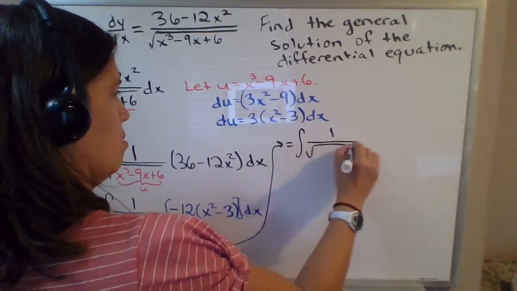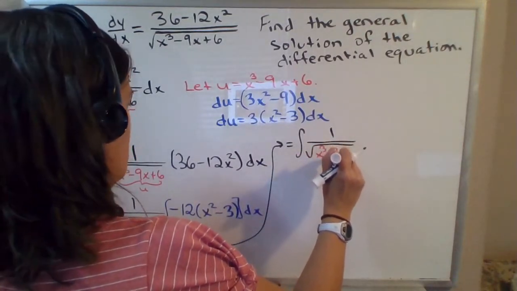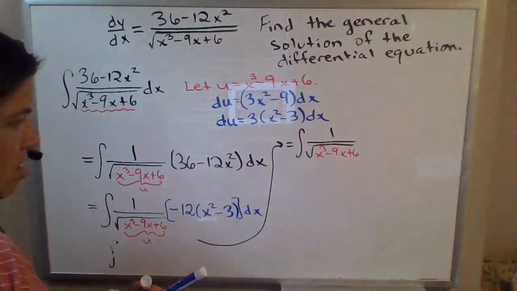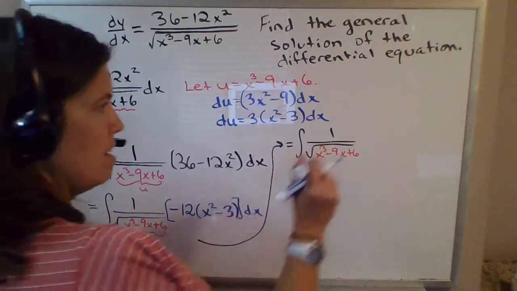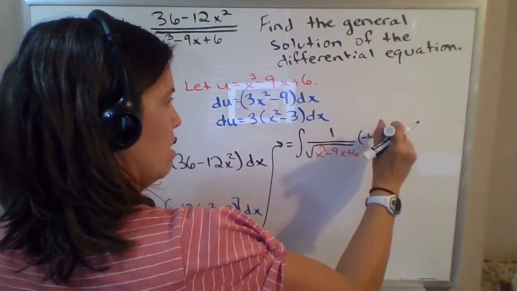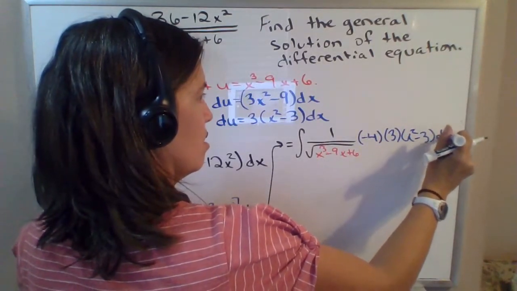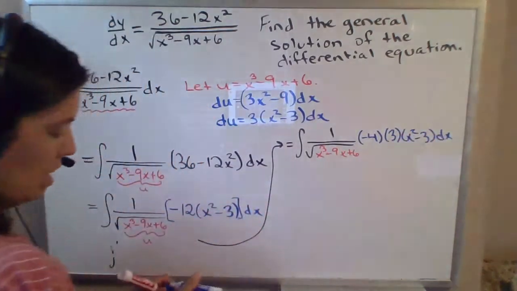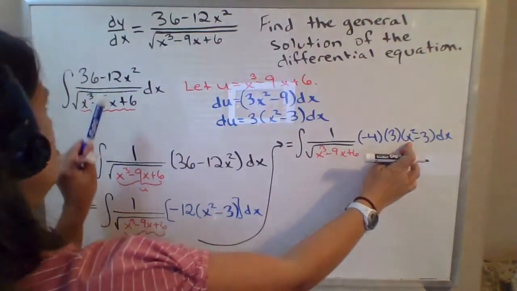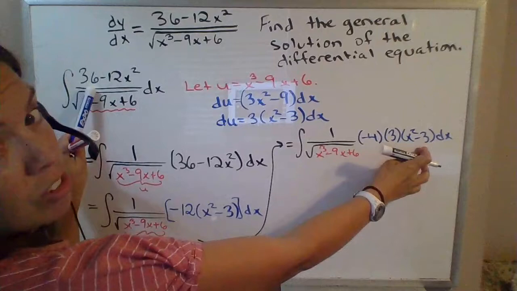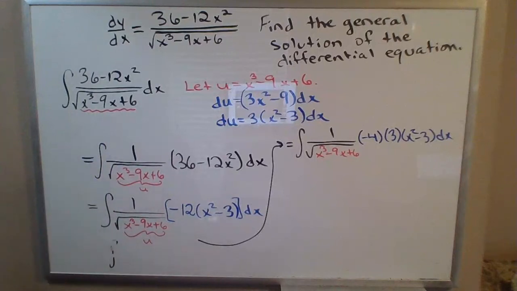So this is, all right, I've still got x cubed minus 9x plus 6. What I'm going to do now, I'm trying to build the differential du over here. What if I write this negative 12 as negative 4 times 3 times x squared minus 3 dx? And keep in mind, if you multiply all this out, you'll have negative 12x squared, positive 36. You'd be back with the original integral if you distributed the negative 4 and the 3. So we're still equal to what's in the original integral.